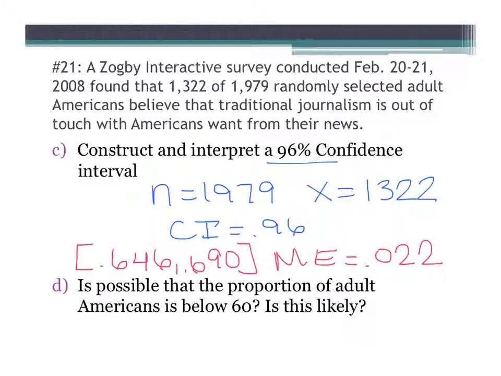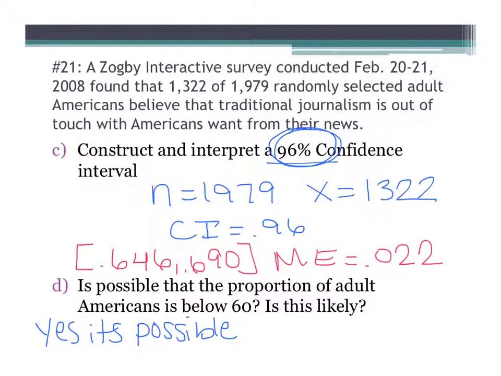And then the final question says, is it possible that the proportion of adult Americans is below 60? Or is this likely? So now, the interval says it's from 64.6 to 69%. So could it be at 60 even though our interval is at 64 to 69? Well, technically, yes, it's possible. Because we only did a 96% confidence interval. So we're only 96% sure that it's in there, which still leaves a 4% room for error, essentially.